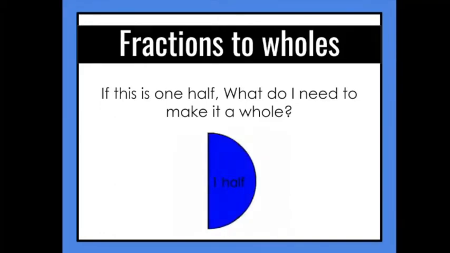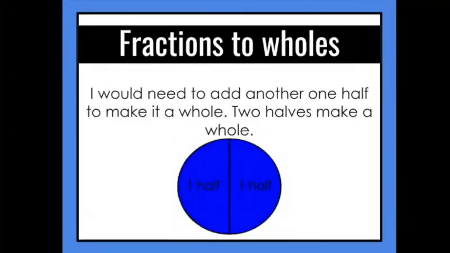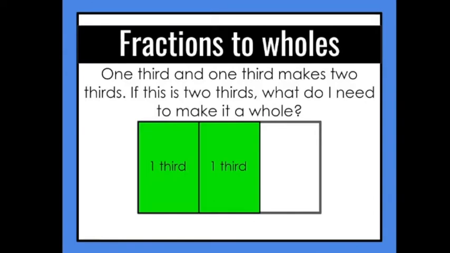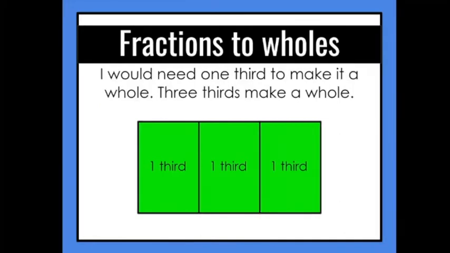Fractions to wholes. If this is 1/2, what do I need to make it a whole? I would need to add another 1/2 to make it a whole. 2 halves make a whole. 1/3 and 1/3 makes 2/3. If this is 2/3, what do I need to make it a whole? I would need 1/3 to make it a whole. 3/3 makes a whole.